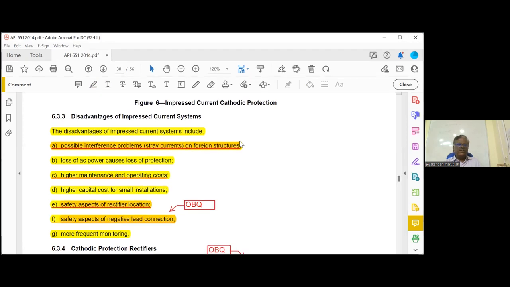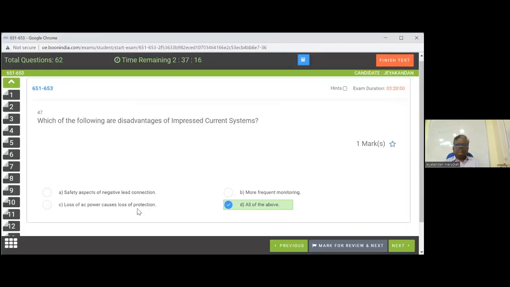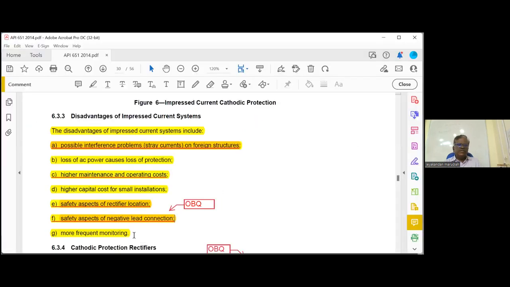So all are there. Safety aspect. Loss of AC. More frequent monitoring is there. D for more frequent monitoring also there. Okay, all of the above.